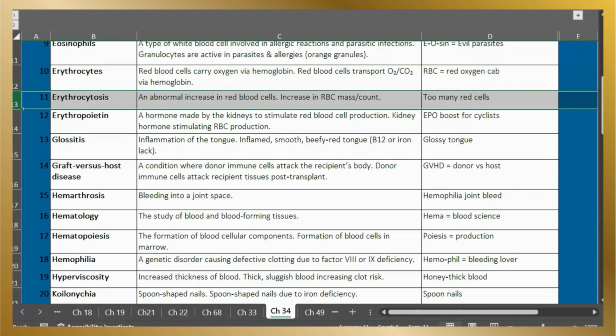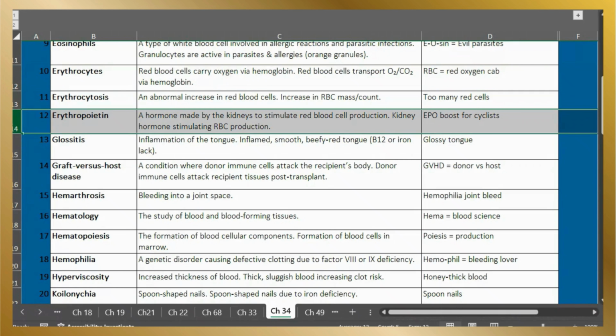Erythrocytosis, an abnormal increase in red blood cells, an increase in RBC mass and count, too many red cells. So this can occur in polycythemia vera, or as a response to a chronic hypoxia.